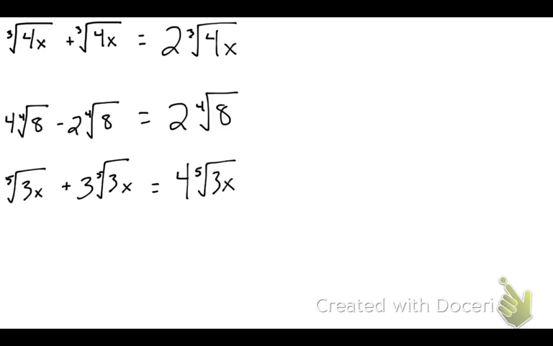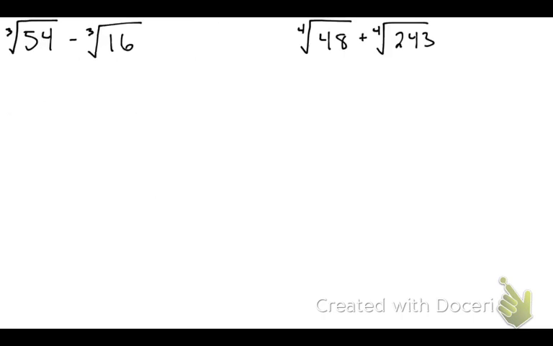So as long as it's the same radical, we're just combining like terms. Well, what happens if it's not? Here are two problems where they don't start off the same, so we can't add or subtract these. But what we can do is simplify each of these cube roots, or at least try to. Now 54 is 27 times 2, and 27 is important because it's a perfect cube. 16 is 8 times 2, and that's important because 8 is a perfect cube.